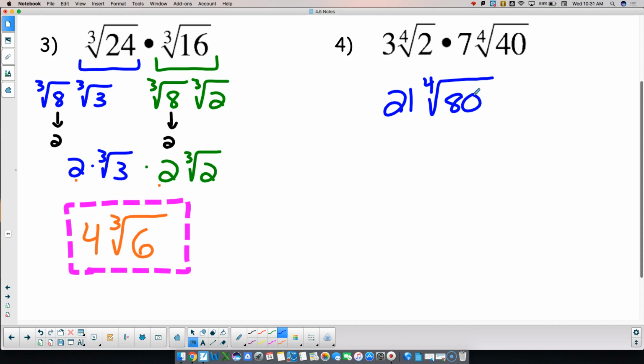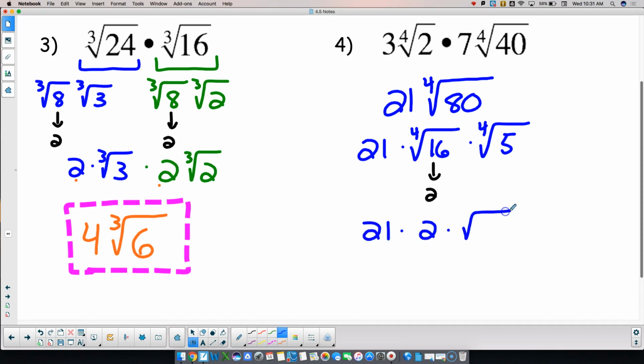But when I do that, I've got to check that there are no perfect fourth factors now that go into 80. Well, there is. This becomes 21 times the fourth root of 16 times the fourth root of 5. And this becomes 2. So I get 21 times 2 times the fourth root of 5, which is 42 times the fourth root of 5.